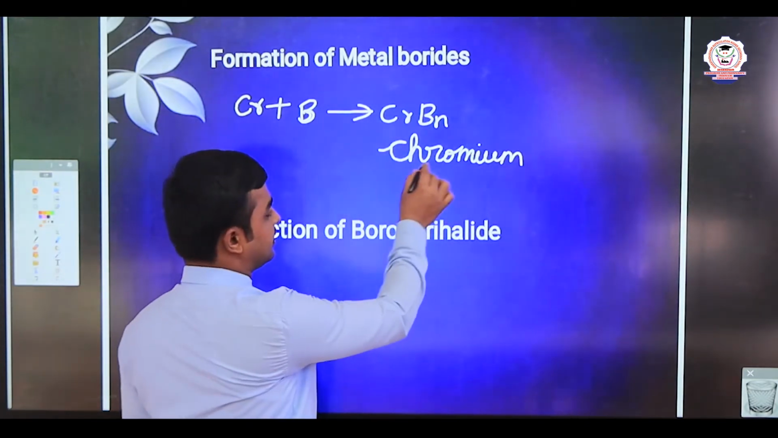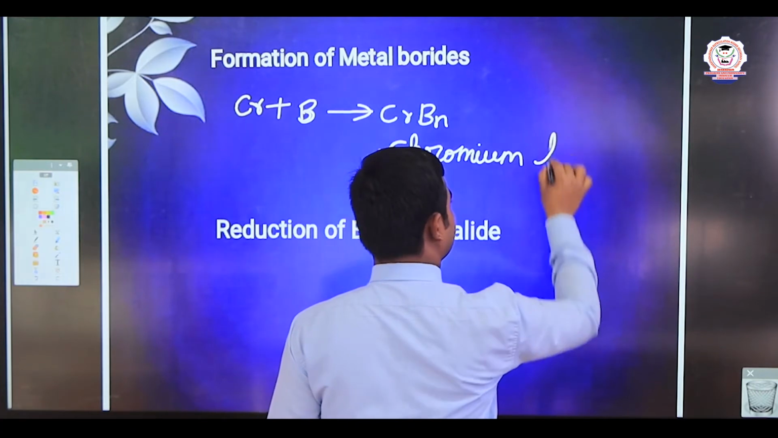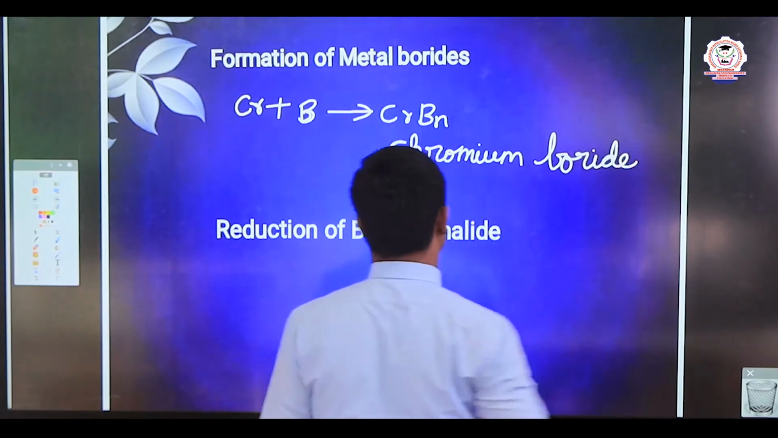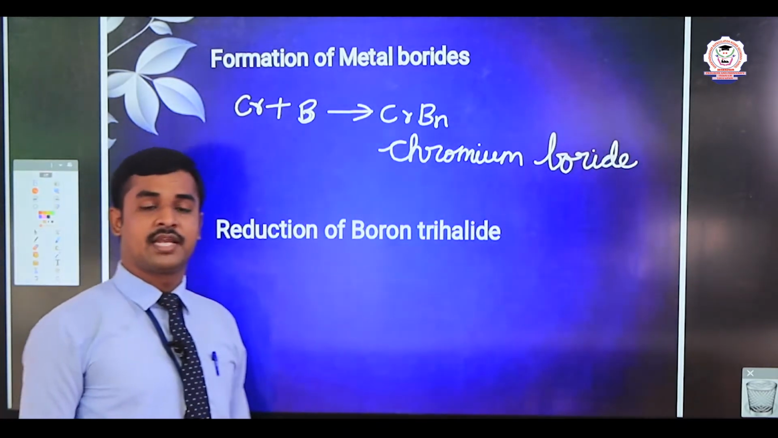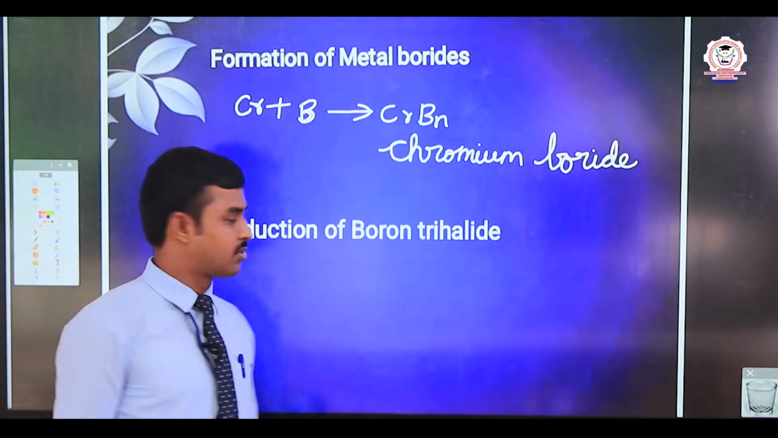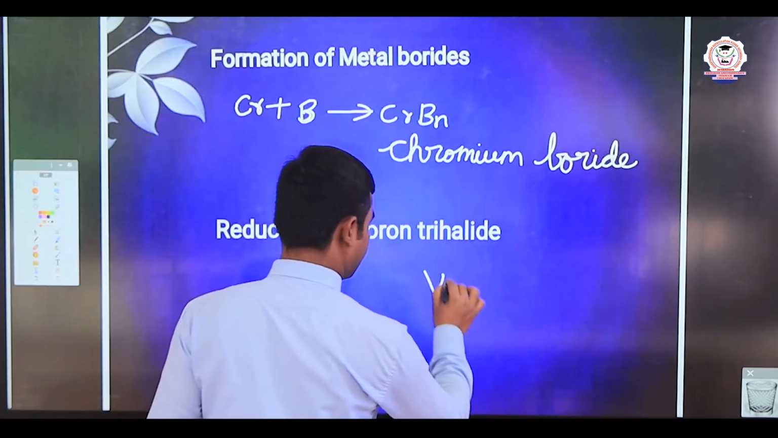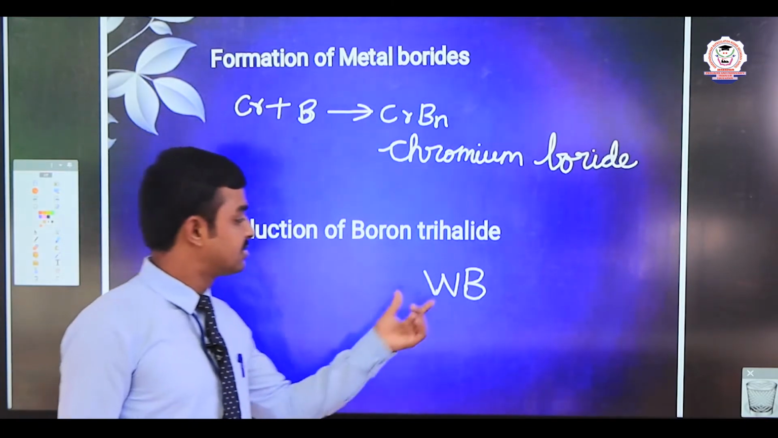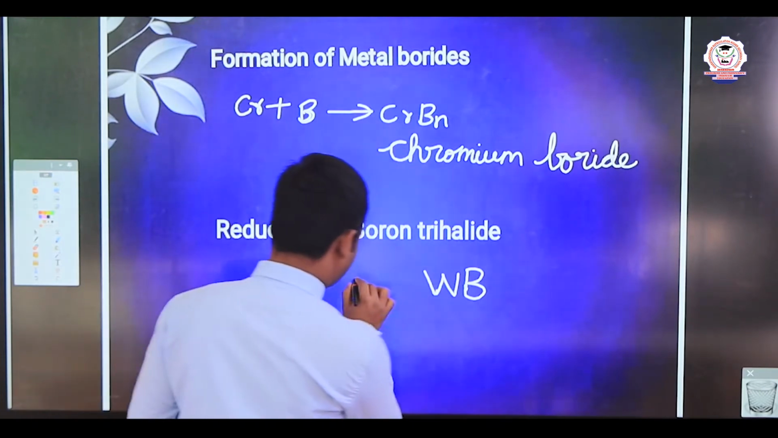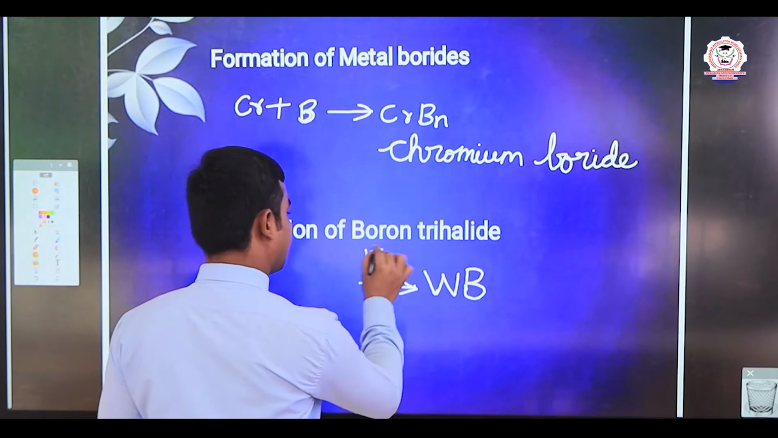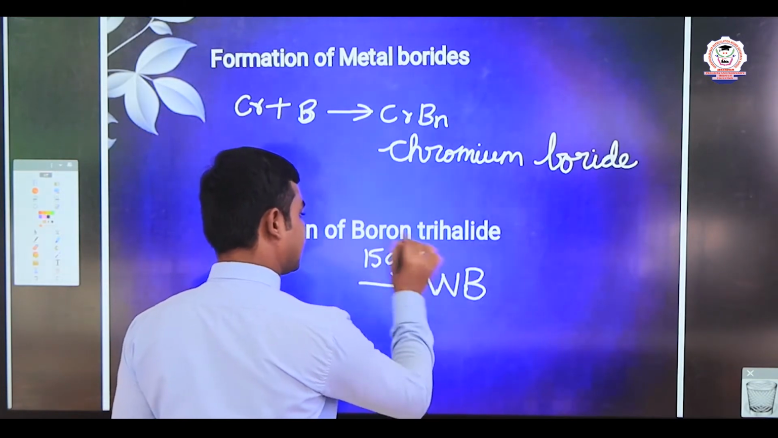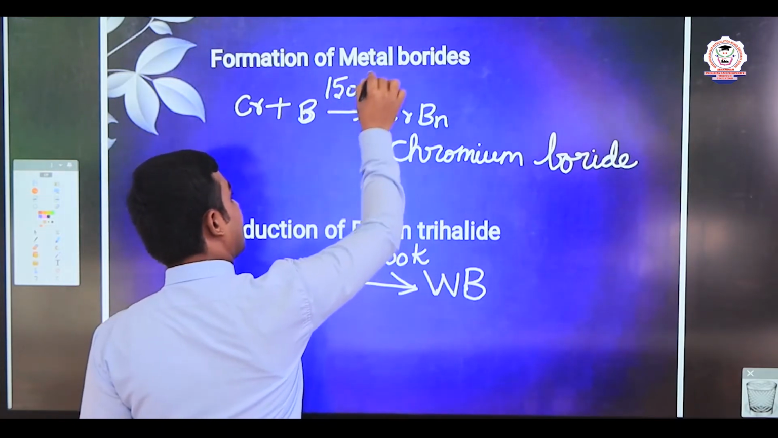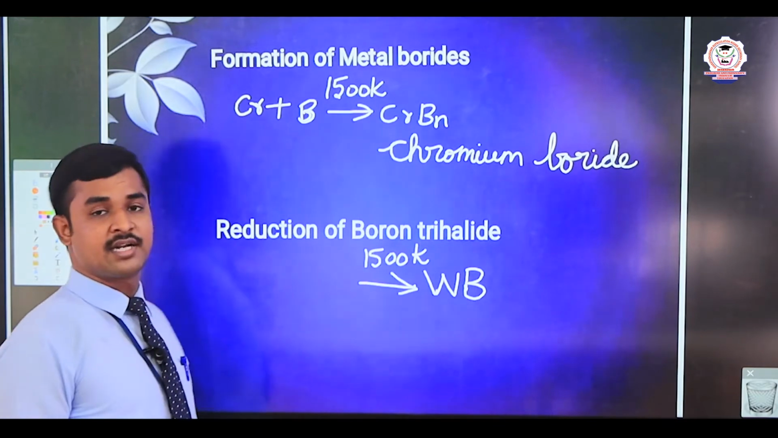Its name is chromium boride. Let's see the spelling: C-H-R-O-M-I-U-M and boride, B-O-R-I-D-E. Likewise, we can also prepare another metal boride, tungsten boride. The tungsten boride formula is WB. You know well, the tungsten symbol is W. Tungsten boride is formed only at 1500 Kelvin temperature. Also, all metal borides are formed at the higher temperature of 1500 Kelvin.